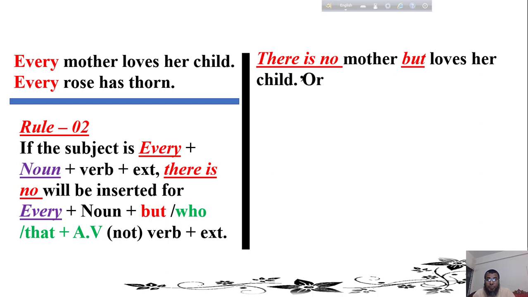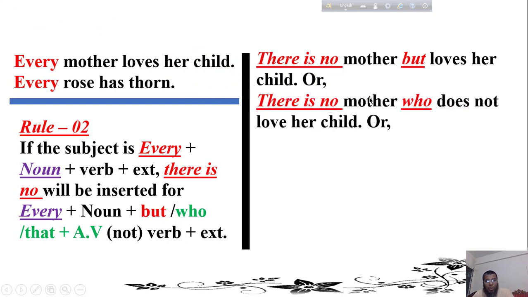Okay. Now look. Every mother loves her child. There is no mother but loves her child. This is very easy. Here we use "there is no" in place of "every", and then the noun. The noun is mother. We use mother here, and after the noun we use "but", and the rest of the sentence will remain unchanged: loves her child. Okay, another way we can change it.